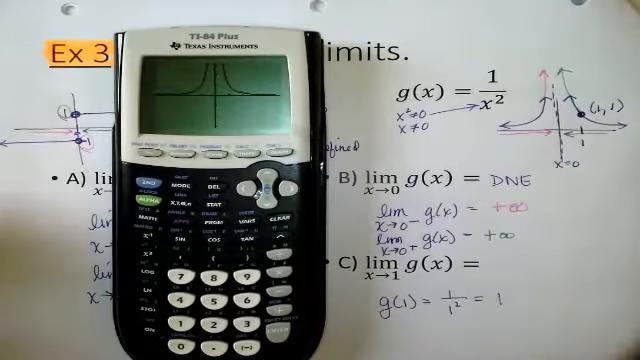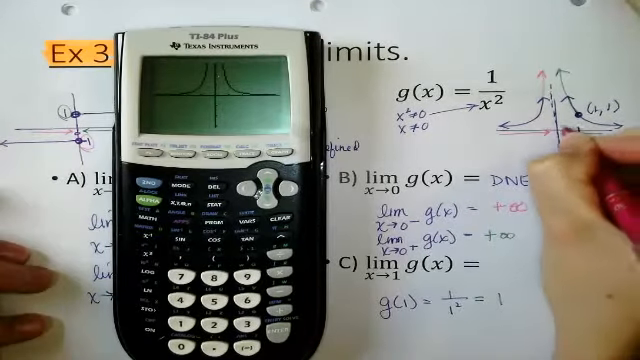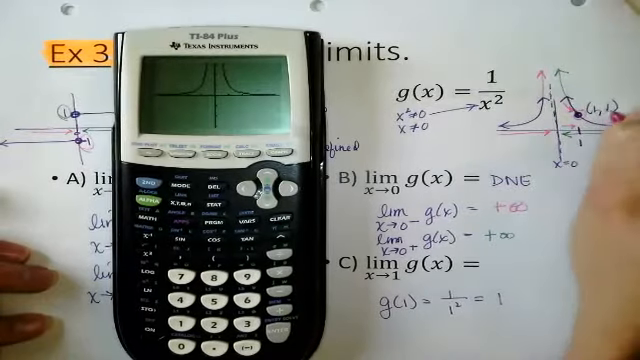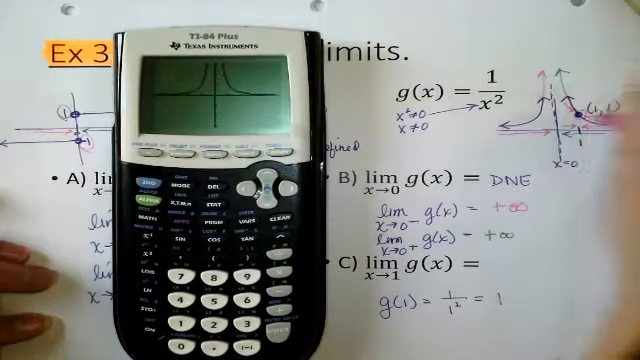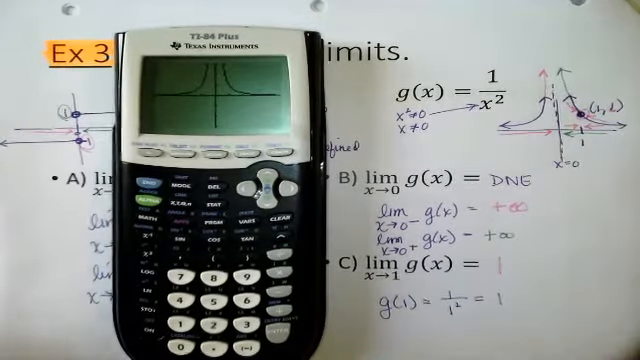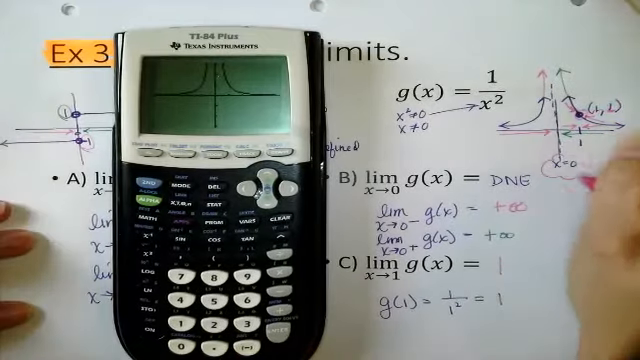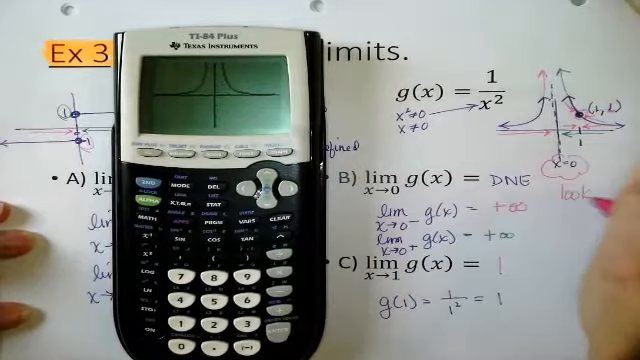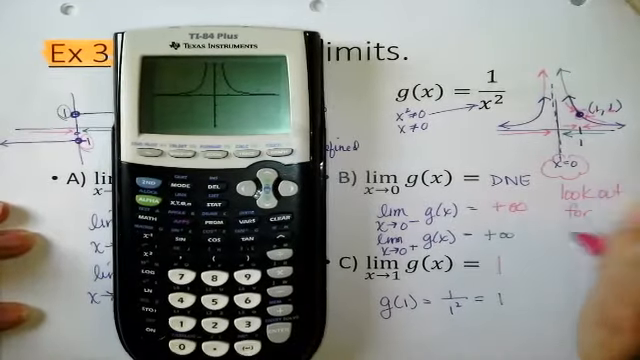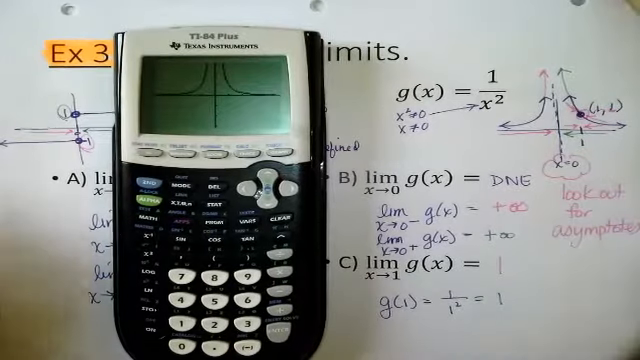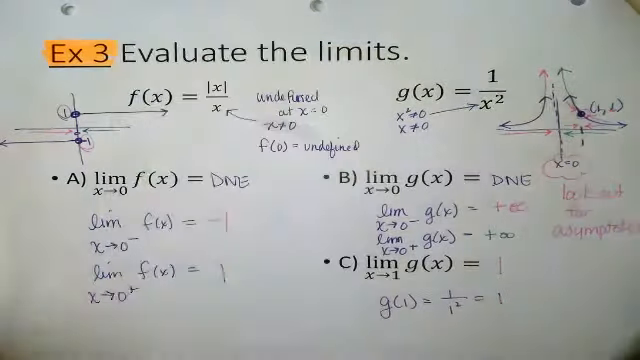And if I want to consider the limit, as I approach 1 from the left, our function approaches the output of 1. And as I approach 1 from the right, our function gets closer to 1. So that limit does exist. We need to look out for vertical asymptotes. Okay, so something to keep an eye out.